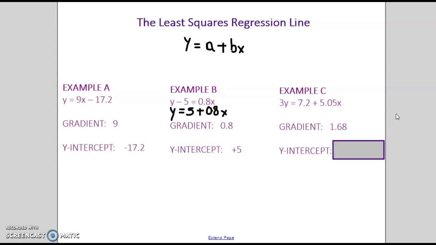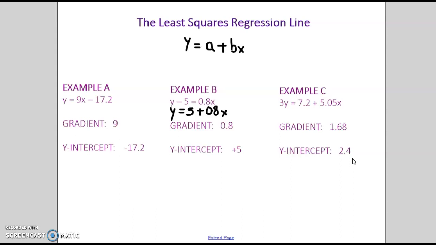Same with the y-intercept. The y-intercept is my coefficient, my constant, which in this question is 7.2, but that is for 3y. So to get y on its own, I'm going to divide that by 3, and that gives me 2.4 exactly.